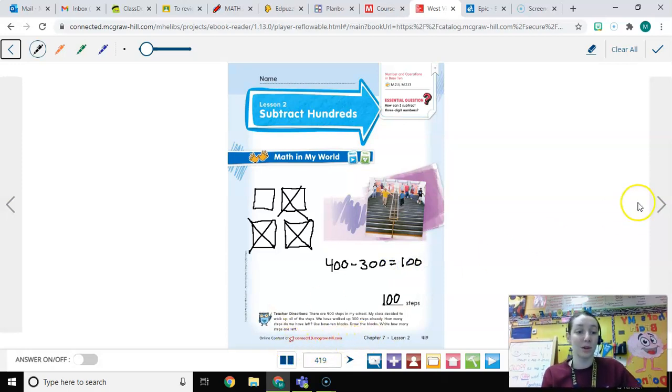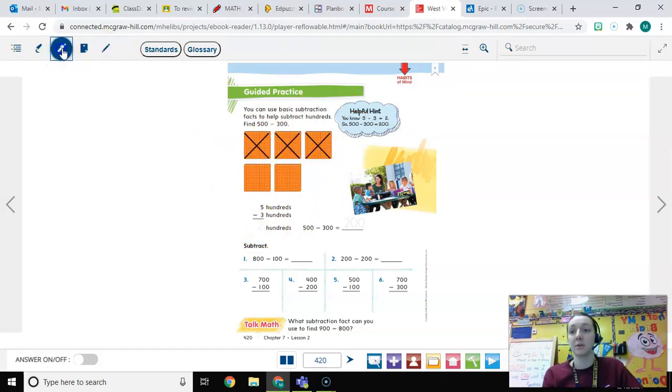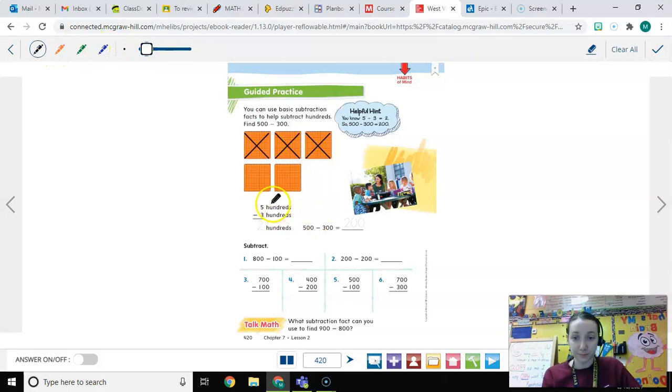So pretty simple, not too tricky of a subject. You can use basic subtraction facts to help subtract hundreds. So find 500 minus 300. Helpful hint, you know that 5 minus 3 is 2, so you know 500 minus 300 is 200. Think about what we did with our hundreds. If we knew what 5 plus 3 is, then we would know what 500 plus 300 is. Remember, those zeros in those other places aren't going to change. So 500s minus 300s equals 200s. So 500 minus 300 is 200, right?